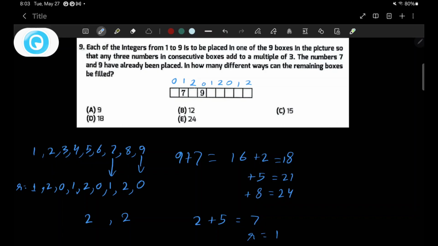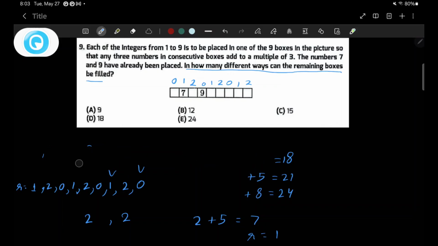Okay. Now, using this cycle and the remaining numbers we need to put in there, we need to find in how many different ways the remaining boxes can be filled. We need to find this number now. So let's find that number now.